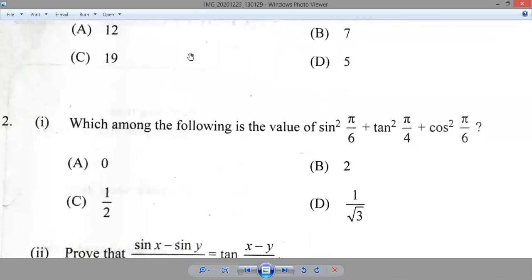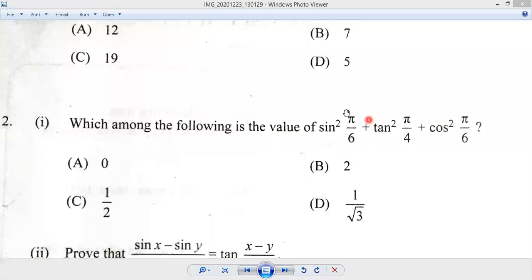Now let's move on to the second question, which is from trigonometry. So here we have to compute the value of sine squared pi by 6 plus tan squared pi by 4 plus cos squared pi by 6. So you know the value of sine pi by 6 is 1 by 2, tan pi by 4 is 1, and cos pi by 6 is root 3 by 2. If we take their squares, then we have sine squared pi by 6 is 1 by 4, plus tan squared pi by 4 is 1, plus cos squared pi by 6, which is root 3 by 2 squared, we will get 3 by 4. So if we add it, we will get 2. So the answer is 2.